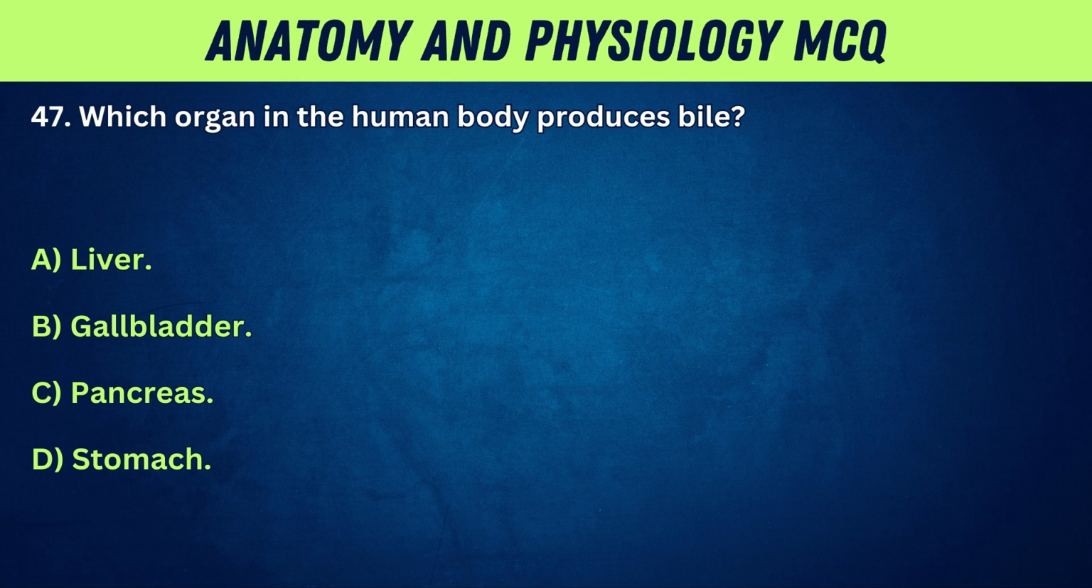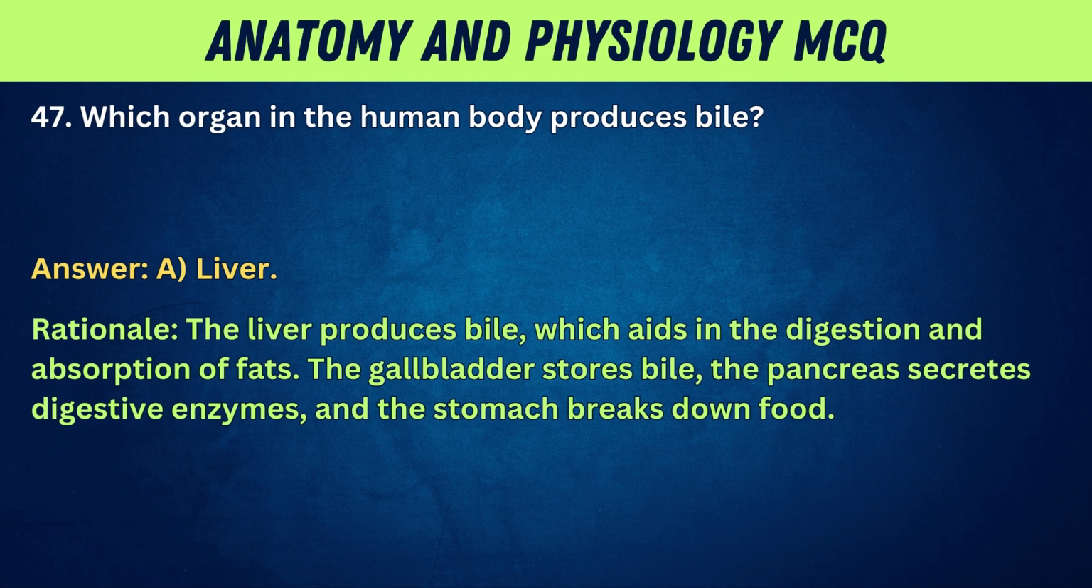47. Which organ in the human body produces bile? A. Liver. B. Gallbladder. C. Pancreas. D. Stomach. Answer: A. Liver.